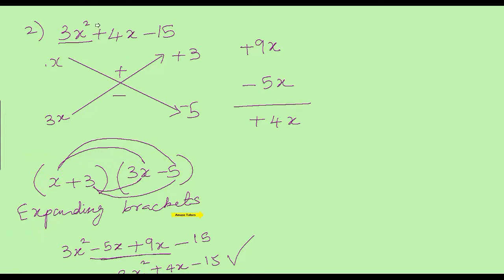So here we had one plus and one minus. I'm going to show you both negatives in this question. The next question is 15x squared minus 13x minus 6. Let's draw the cross.